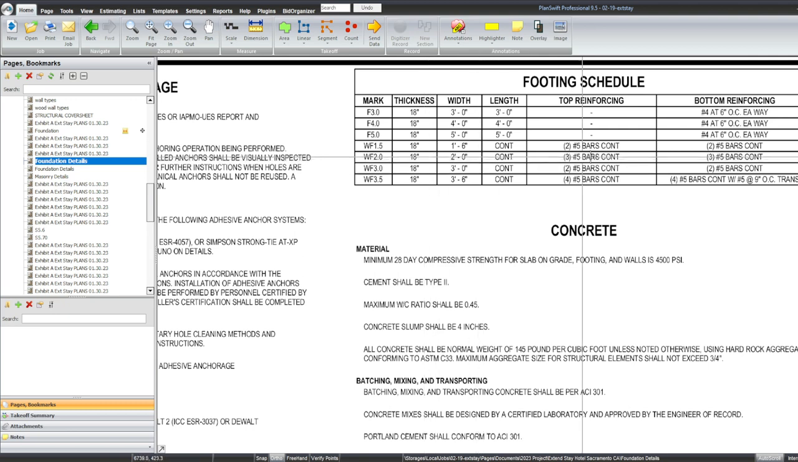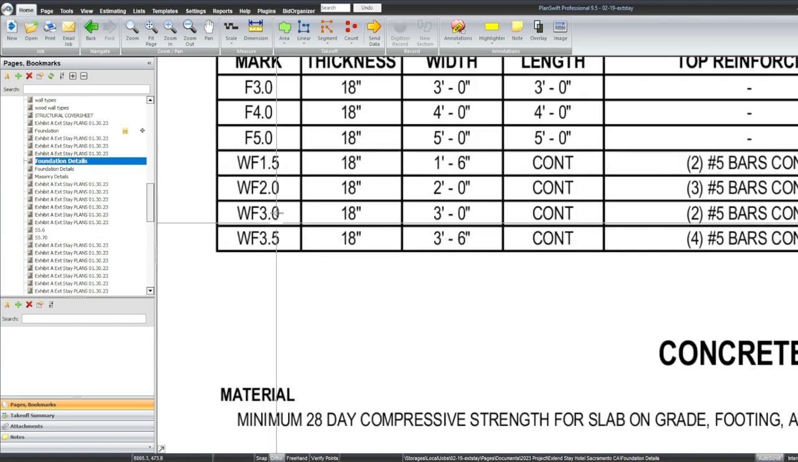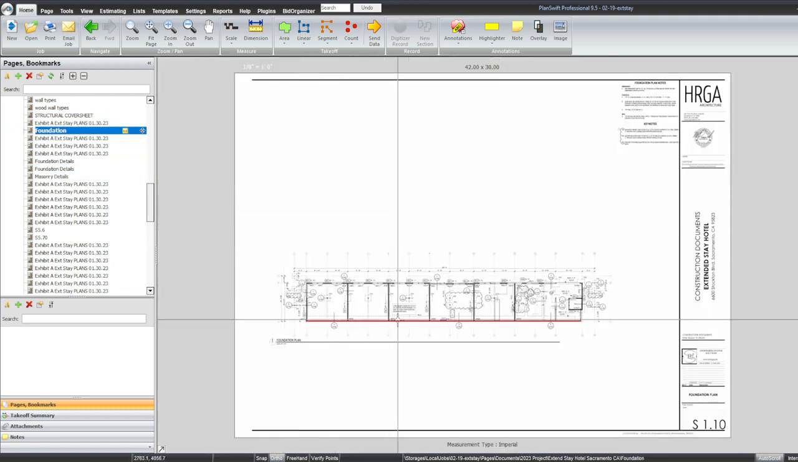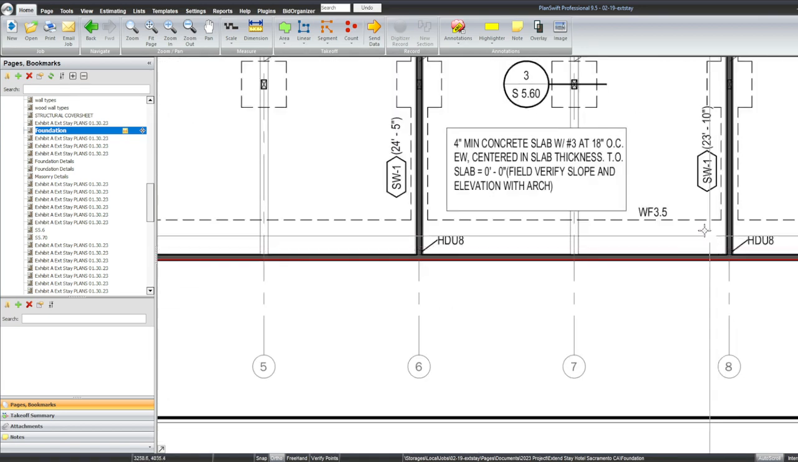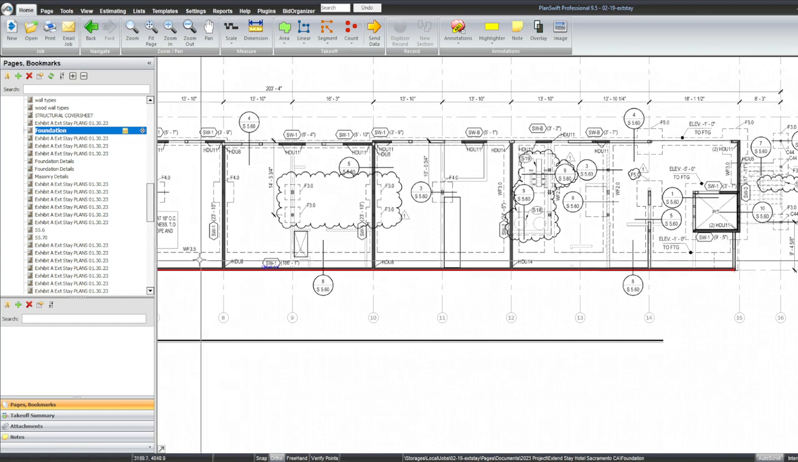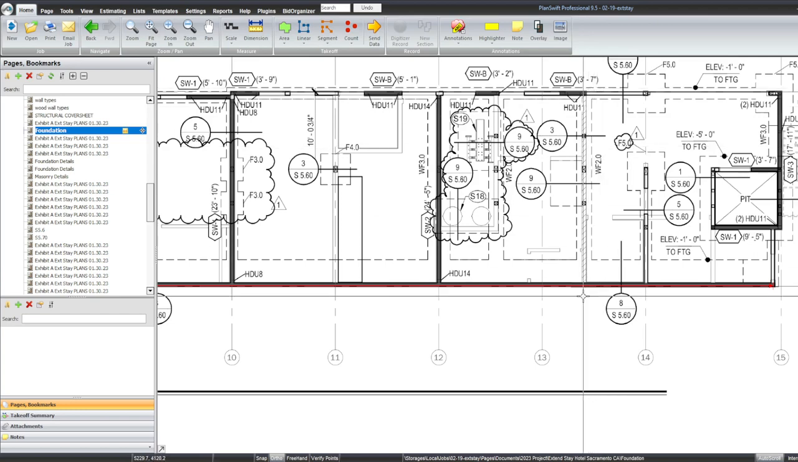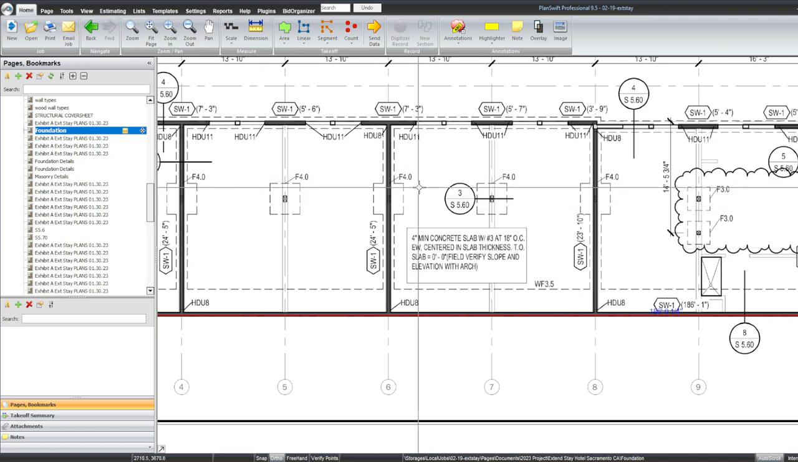Okay, so that would be our wall footing. This is our F3. These are our column pads, 3x3, 4x4, 5x5, with number 4 at 6 inches each way. Somewhere on there, it better be telling us on that foundation plan WF 1.5, 2, 3, and 3.5. Oh, there we go. WF 3.5. Okay, so this is WF 3.5. This is WF 2.1. Okay, easy. And the column pad.